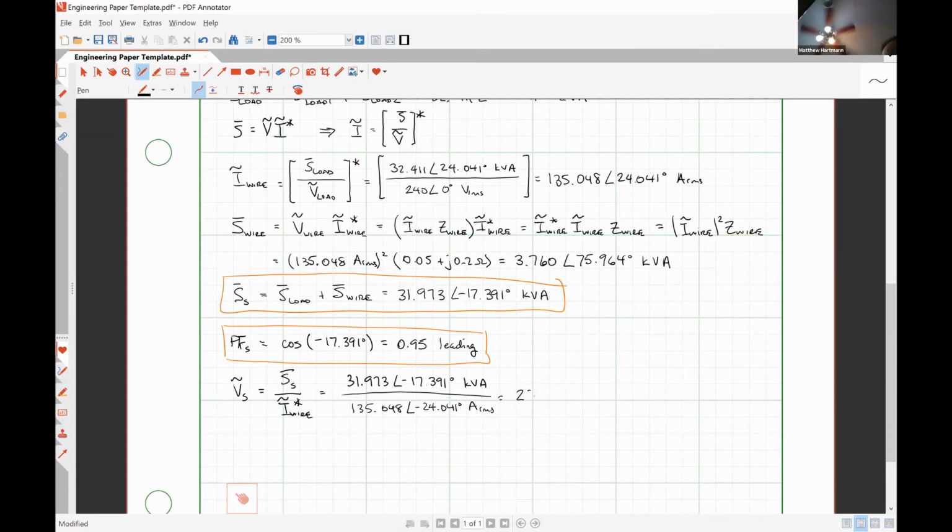Looks like 236.756 with an angle of positive 6.65 degrees volts RMS.